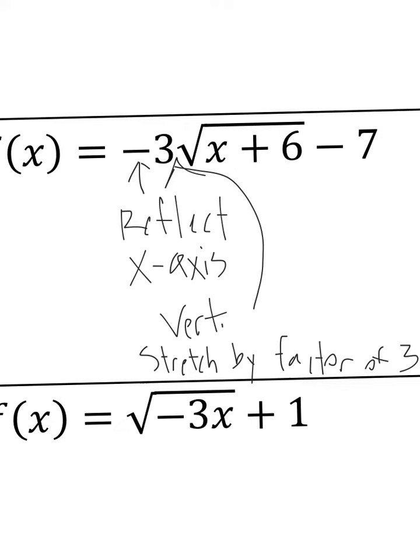So I wrote vertical stretch by a factor of 3. If you're adding or subtracting on the inside, remember that kind of goes opposite. So this is going to go left 6. And then if you're going on the outside, that's not opposite. It goes up or down though. So this is down 7. And that's all there is to say about this one.